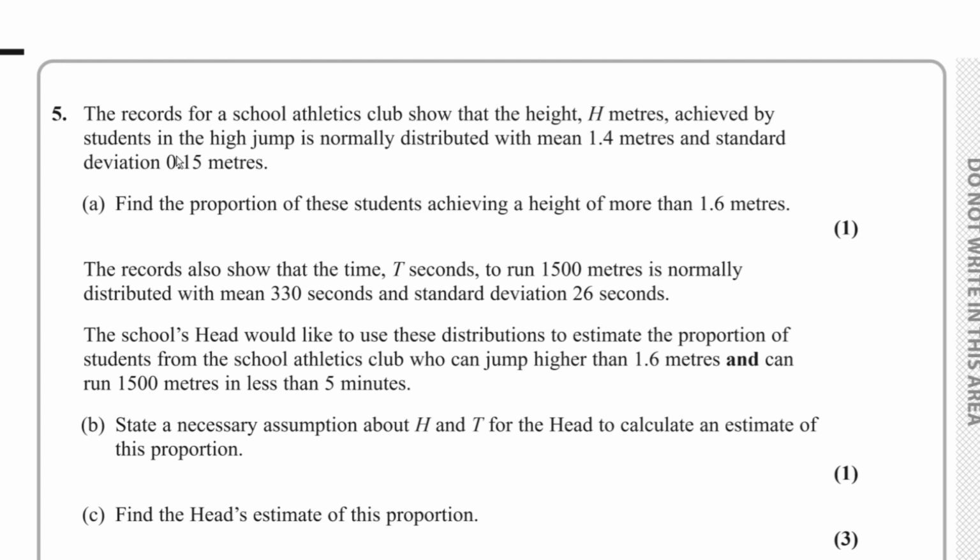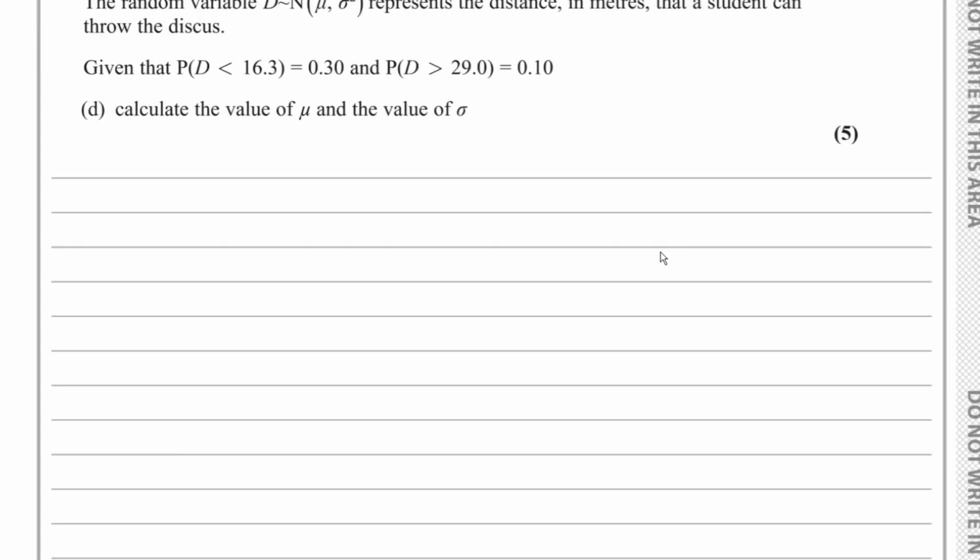Question number 5. The records for a school athletics club show that the height, h meters, achieved by students in the high jump is normally distributed with mean 1.4 meters and standard deviation 0.15 meters. Part A. Find the proportion of these students achieving a height of more than 1.6 meters. We know that the mean is 1.4 and the standard deviation is 0.15. Hence we can say for part A, h is normally distributed with parameters 1.4 and 0.15 squared.